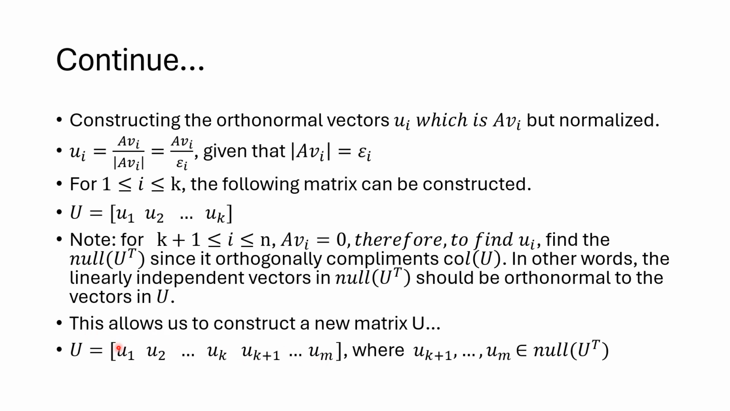U is a vector in Rm, right? And we have m eigenvectors, so there's going to be an m by m matrix. We just need to know that all these additional vectors that we didn't have in the first matrix just belong to the null space of U transpose.